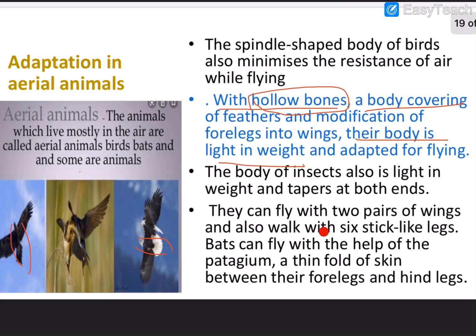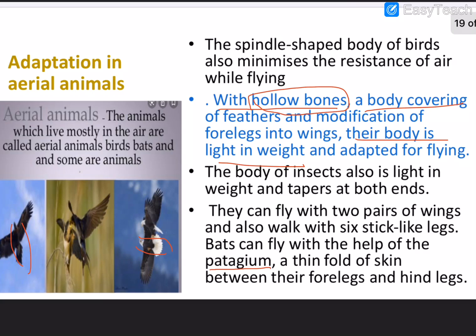Bats can fly with the help of patagium, a thin fold of skin between their forelegs and hind legs. Okay, you have seen the wings of a bat. So actually they are a thin fold of skin between forelegs and hind legs. The name of the wing-like structure in bat is patagium. So patagium is the lobe that covers the wing joint in bats.